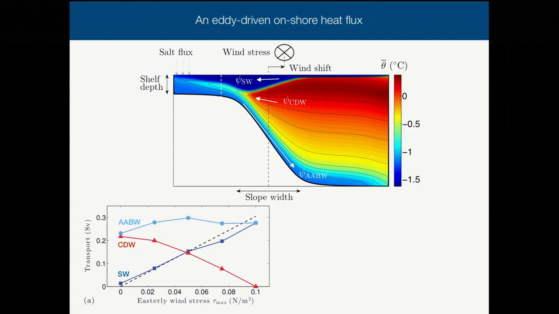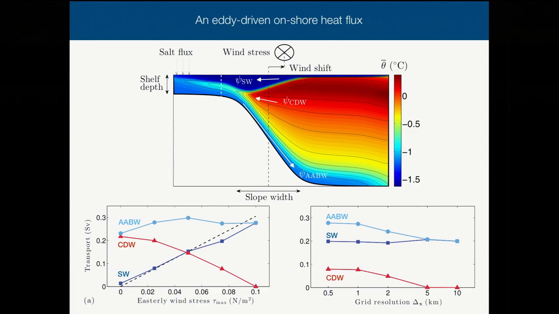Okay, so by changing the surface wind forcing, we're changing the transport of this warm water onto the shelf, which again is moderated by these eddy fluxes onto the shelf. And so as the wind stress increases, two things happen here. The circumpolar deep water transport gets weaker, which is largely due to the fact that these density surfaces tilt over, and they no longer have access to the shelf here.